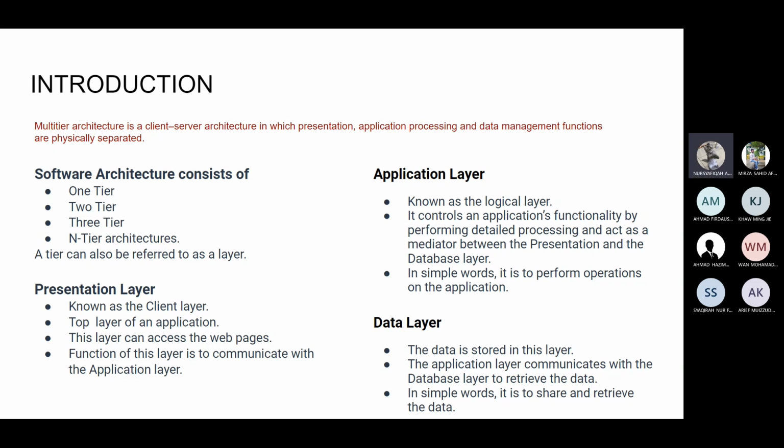First is the presentation layer, which is also known as the client layer. It is on the top of the layer of an application where the user can access the web pages. The function of this layer is to communicate with the application layer. Then we have the application layer, known as the logic layer. It controls an application's functionality by performing detailed processing and acts as the mediator between the presentation and database layers. In other words, it performs the operations on the application.